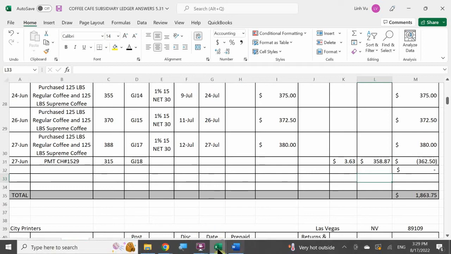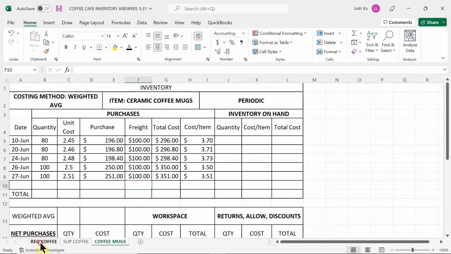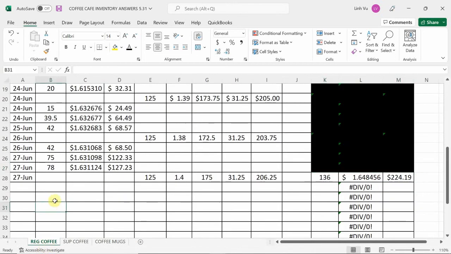Then we go to the inventory worksheet. And in regular coffee, this is interesting. I am not sure where you put that on the inventory worksheet. We did do an example way back when. Yeah, I know.